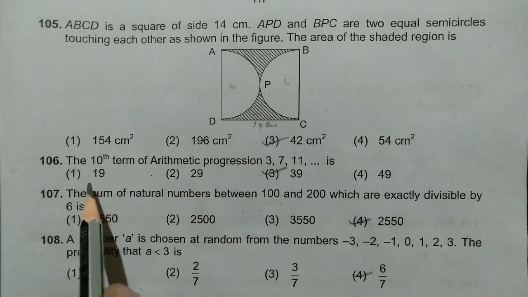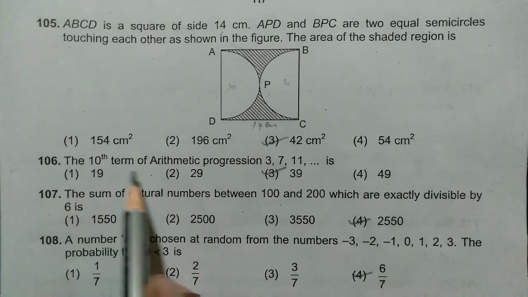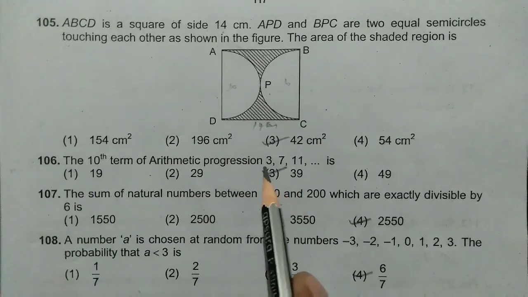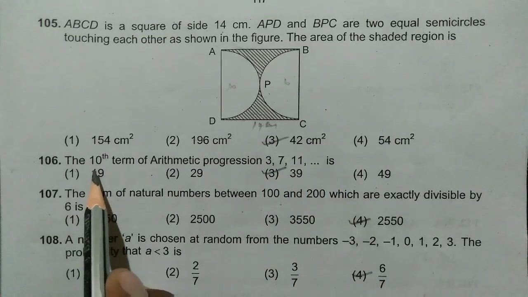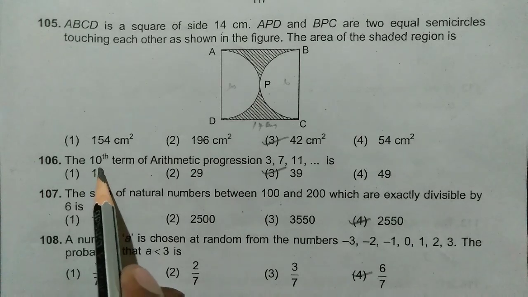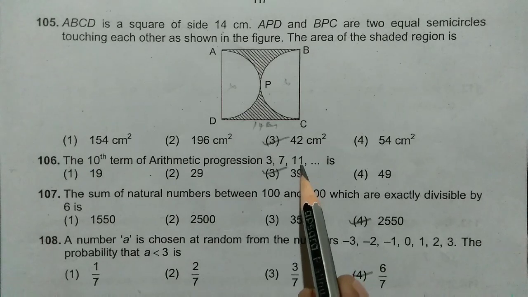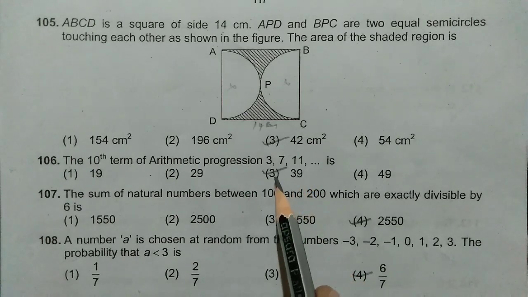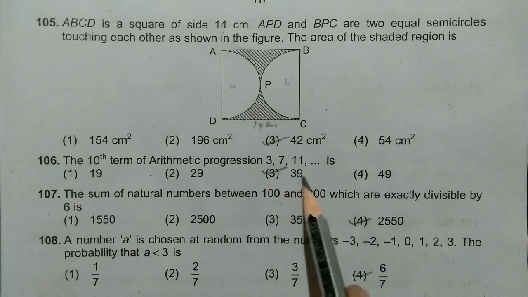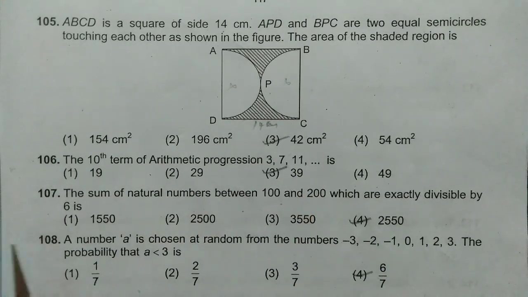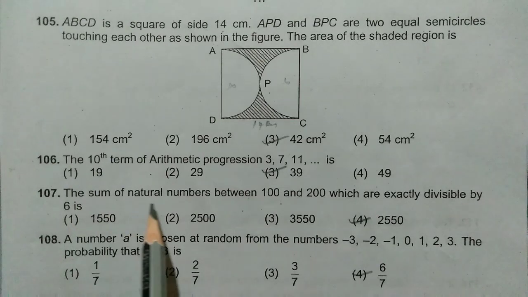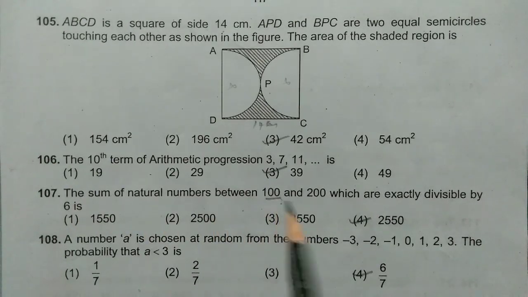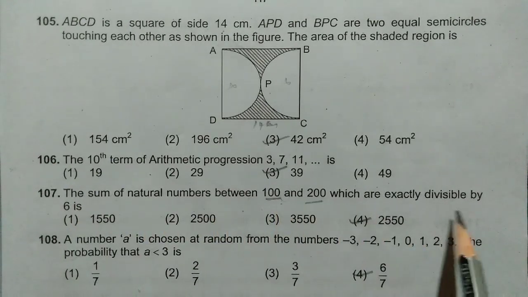Next 106, question number 106. The 10th term of the arithmetic progression 3, 7 and 11, and so on. So here the 10th term, the last term, we have to find. You can use the formula and substitute all the values, then you will get the correct answer, that is 39.